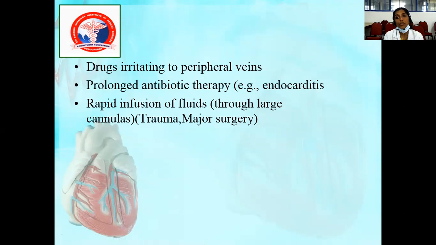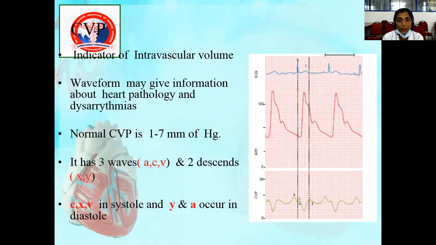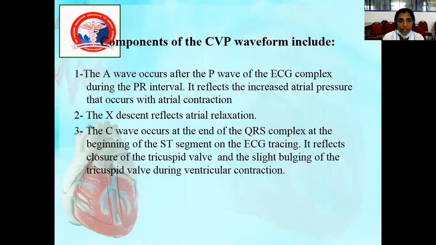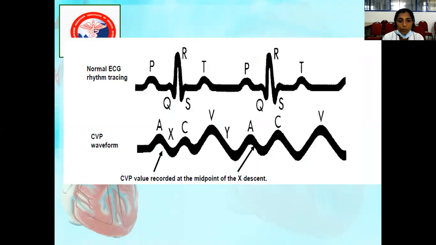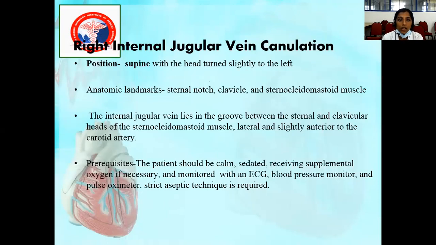Apart from that, it can also be used for giving IV fluids and rapid infusion of fluids, especially if the patient is undergoing some major trauma, major surgery. And it can be used for giving drugs, antibiotics, etc. So this is the normal CVP graph. We have A, C, and V waves and 2 descents, X and Y. So this will more or less correspond to our ECG waves.